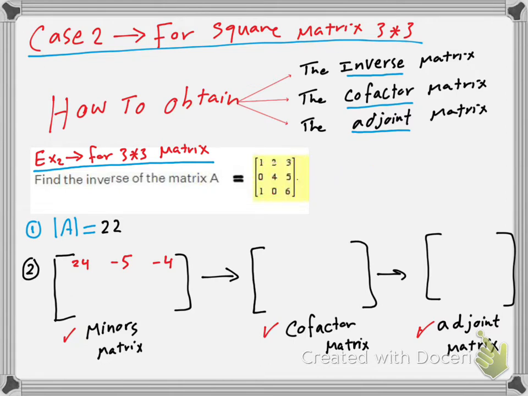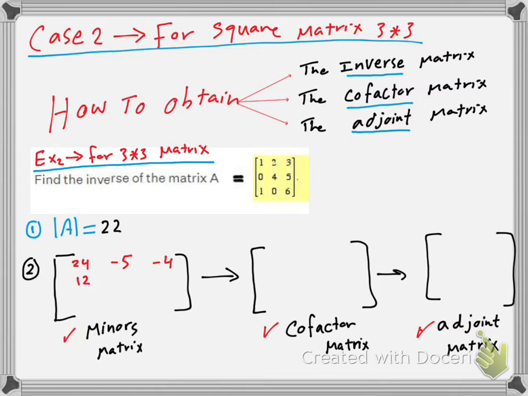Let's start now with the second row. I will start with 0. I will remove the column and the row of 0, and then make cross multiplication between the remaining elements: 2 multiplied by 6 is 12, minus 3 multiplied by 0, which is 0. 12 minus 0 is just 12. Then in the place of 0, I'm going to put 12.